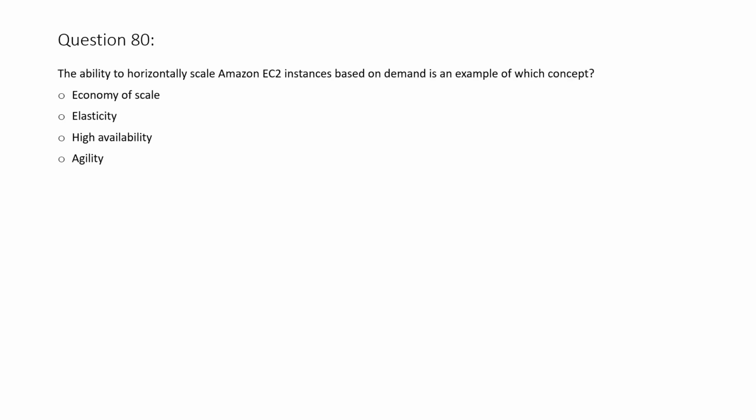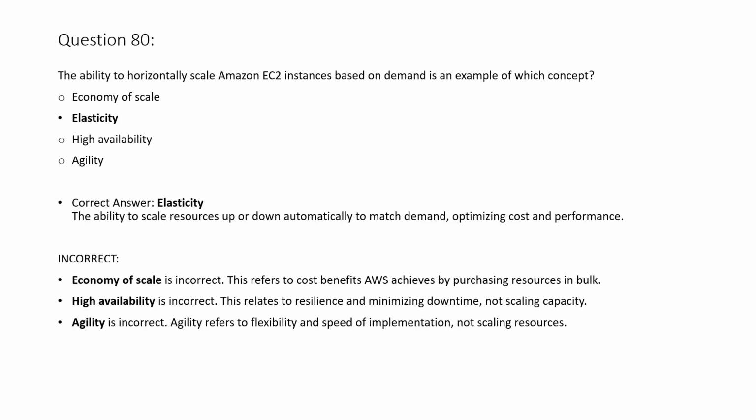Question number 80. The ability to horizontally scale Amazon EC2 instances based on demand is an example of which concept? Options are economy of scale, elasticity, high availability, agility. The correct answer is elasticity.